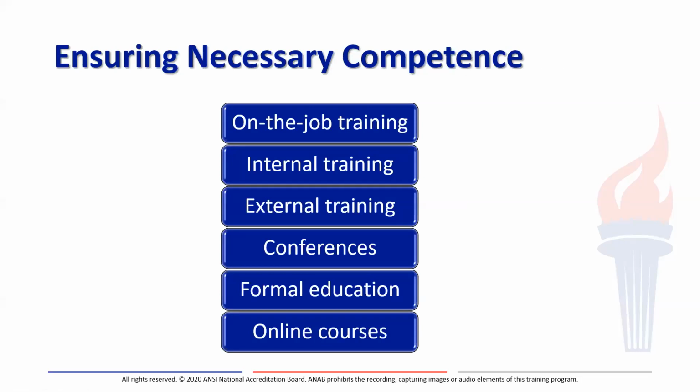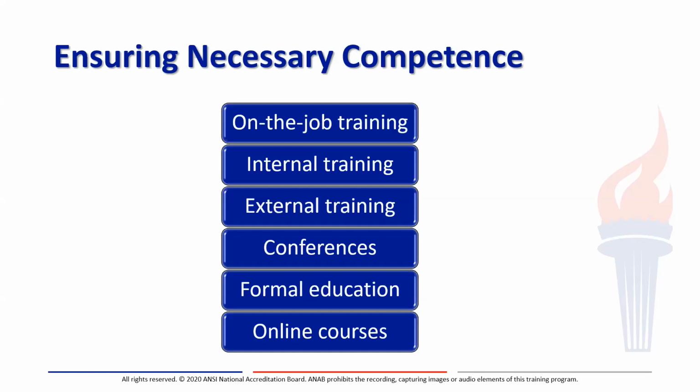When we look at examples of actions organizations can take to ensure necessary competence, we see that there are a wide variety of options. The most common is on-the-job training, where a more senior employee with the necessary competence mentors a newer employee. Internal training can take many forms. It can be a coordinated classroom-type training, or simply reading and understanding a procedure. Individuals within the organization develop, plan, and execute the training for internal personnel.